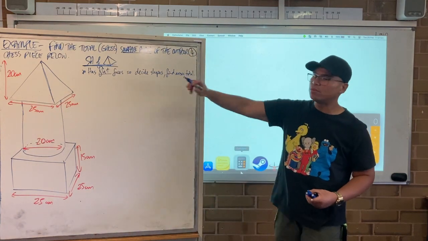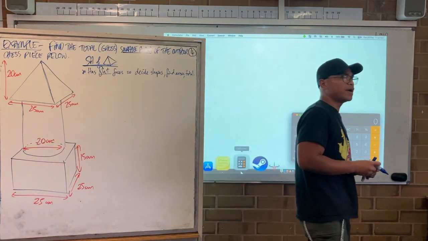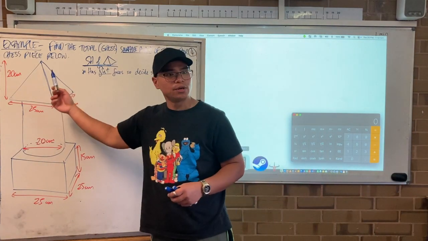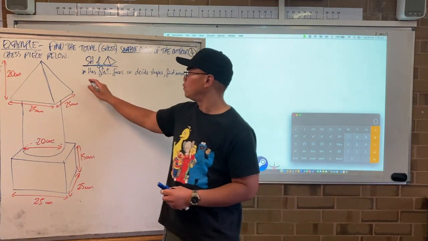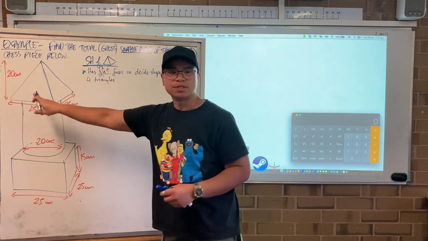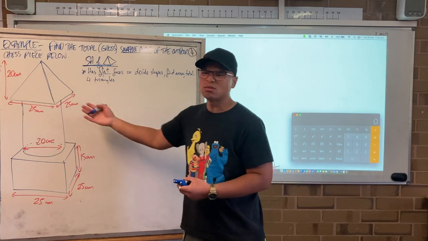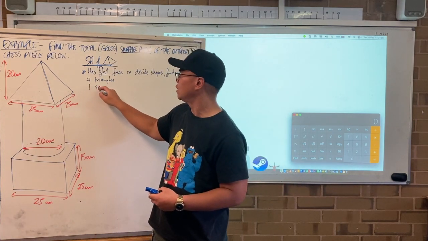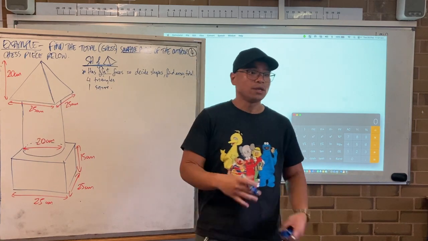So we need to decide what the shapes are, and we need to find the total. What are the shapes that form the sides of the pyramid? Good. So there's 4 triangles. And what shape is it on the bottom? A square. We're assuming it's a square-based pyramid because it says 25 by 25, one square. Here I'm helping you out.